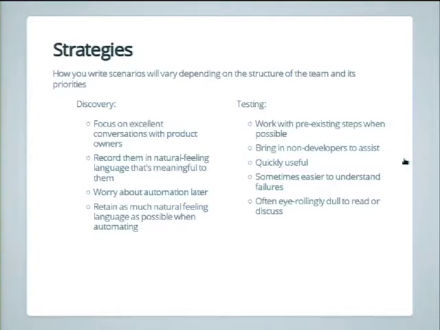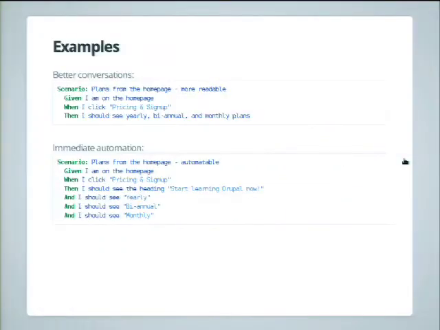I click and I see and I push and I press and I fill in. And when you try to talk to a product owner about that, they can get in the way of that conversation. And this is an example of what I mean. So here in the top, better conversations. I'm on the home page. When I click pricing and sign up, I should see these plans. It's a lot shorter, it's pretty clear, but not immediately automatable. There's not any built-in step that has any idea what you're talking about when it says yearly, biannual, and monthly. Like, what is that? What is it looking for on the page? So you can talk about it, but you don't see it as well.